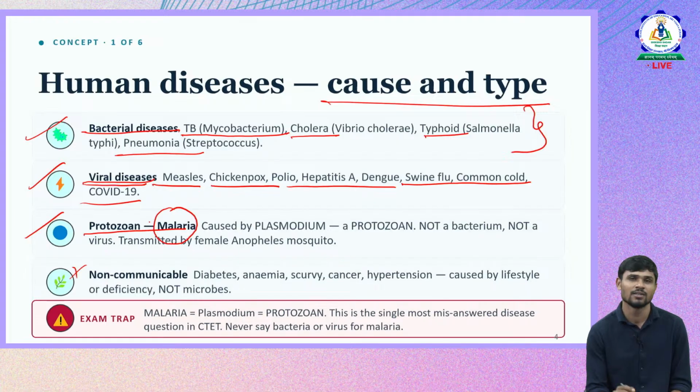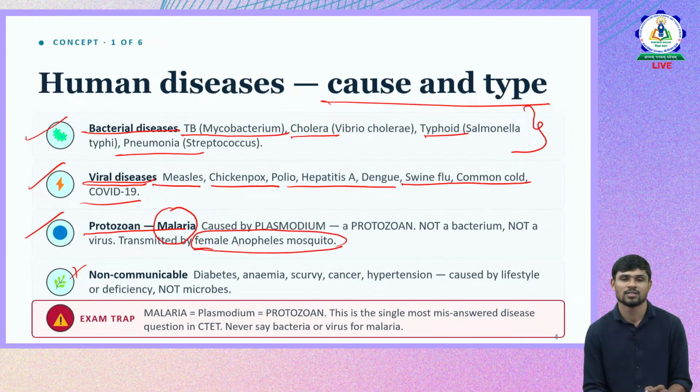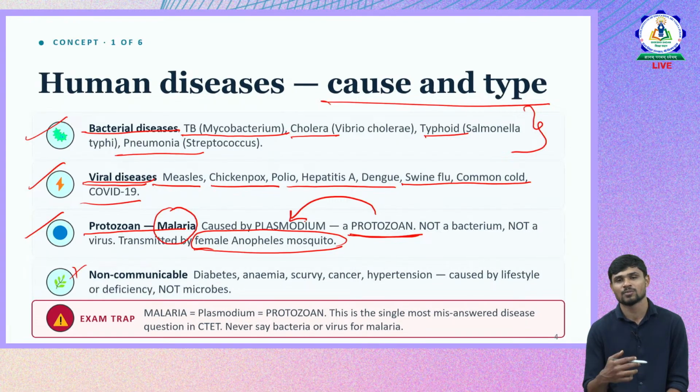Mostly, if a question comes on protozoan diseases, it is malaria. Protozoa causes malaria, and the vector that carries it is the female Anopheles mosquito. So which protozoan? Plasmodium. Plasmodium is a type of protozoan which causes malaria in human beings, and it is carried by the female Anopheles mosquito.